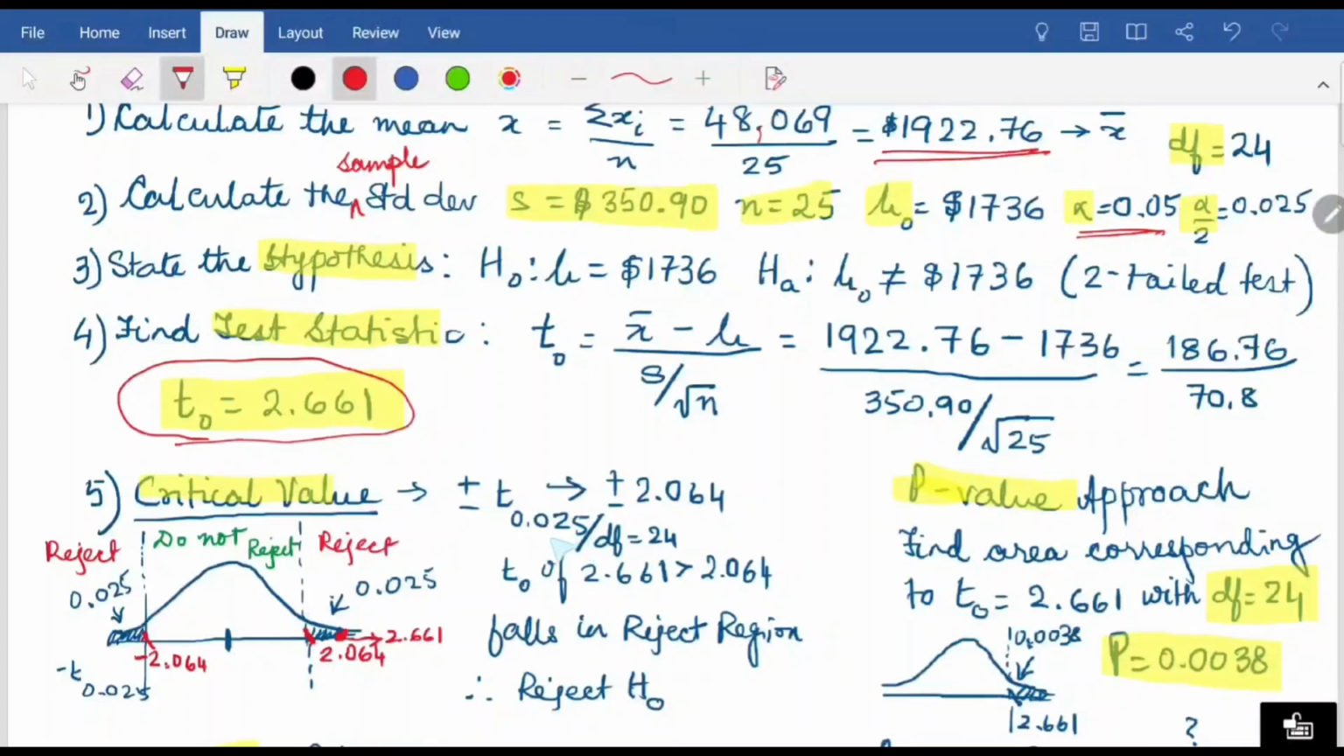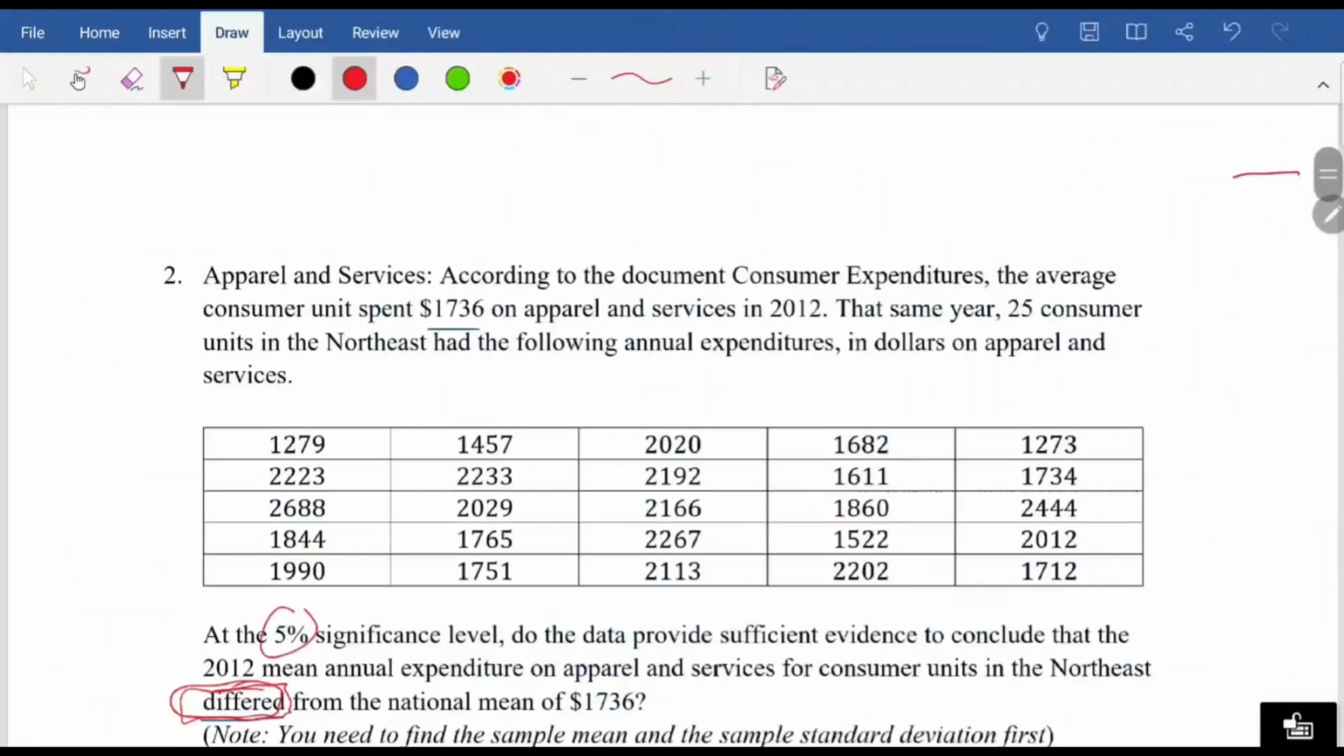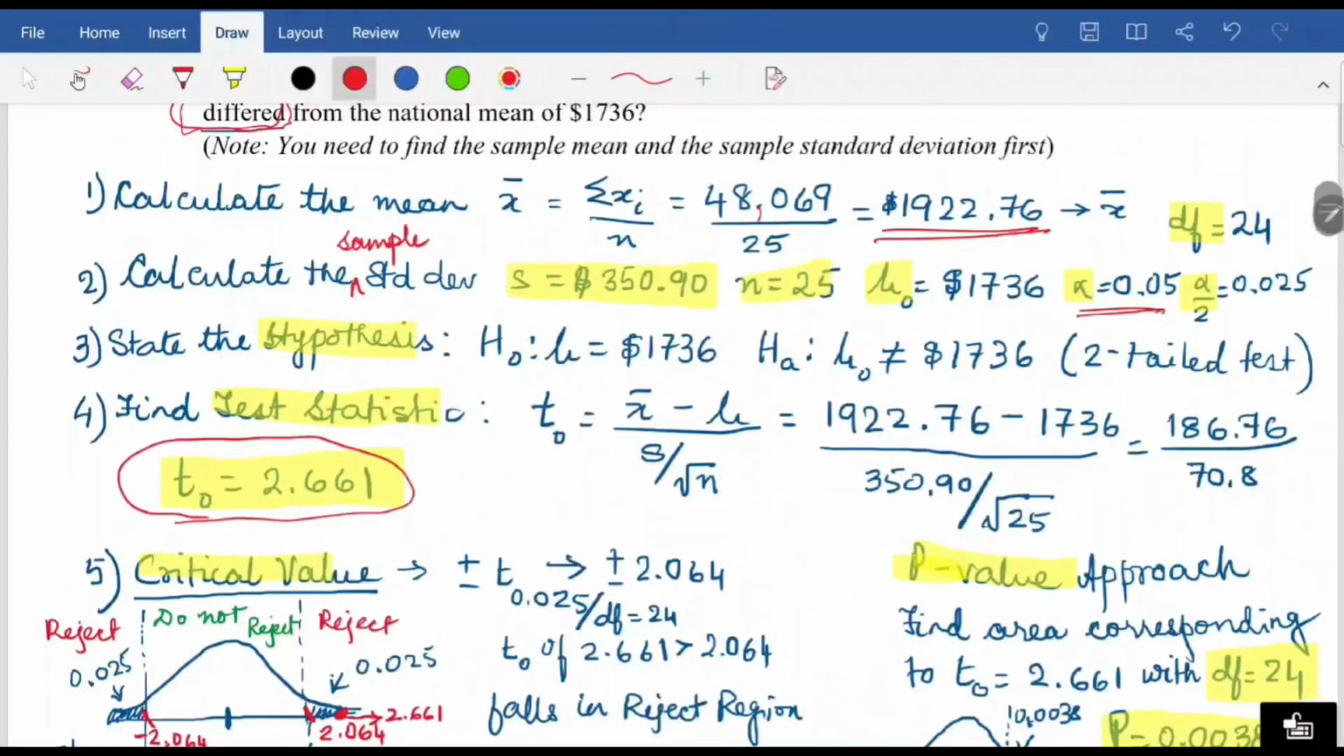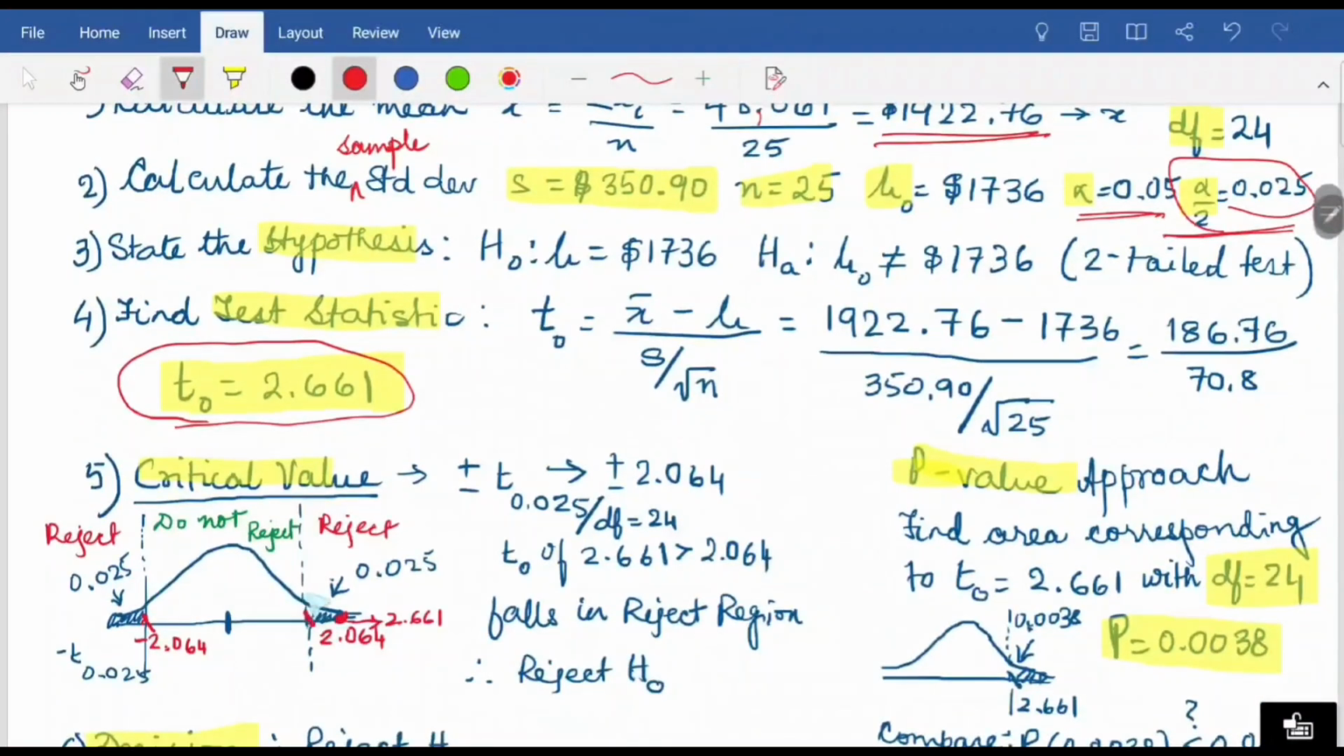0.025. So here, for a two-tailed test, we have to divide our alpha into 2. Here we are. All right, so we divided our alpha over here by 2 in order to split it over the two reject regions.